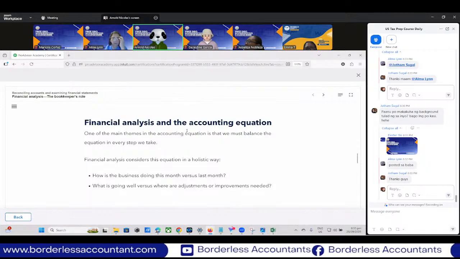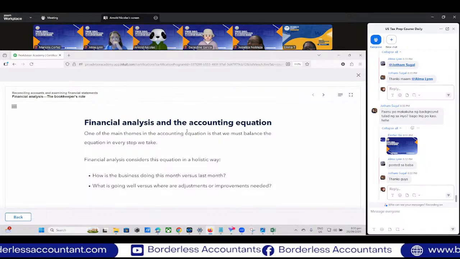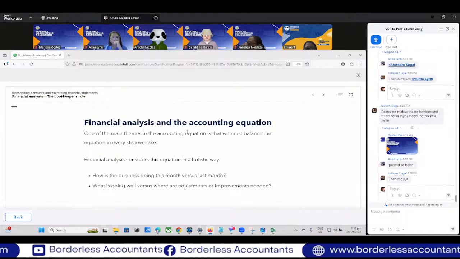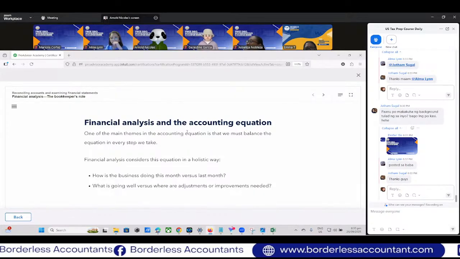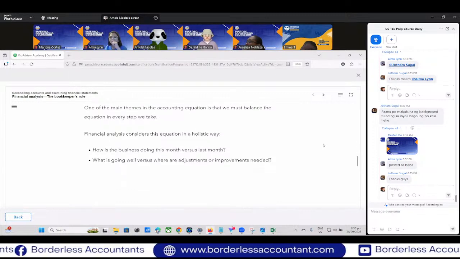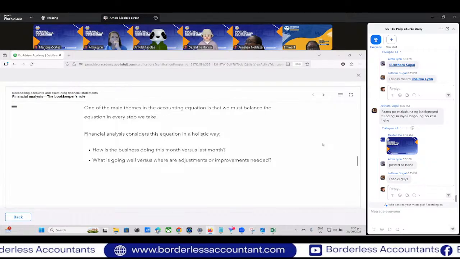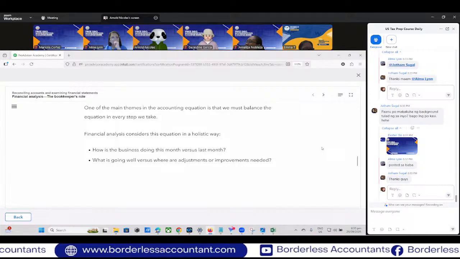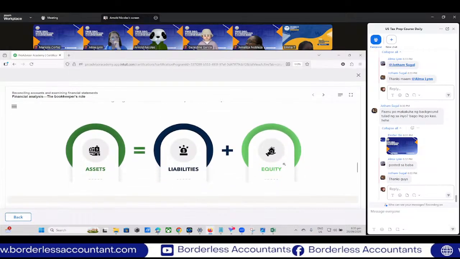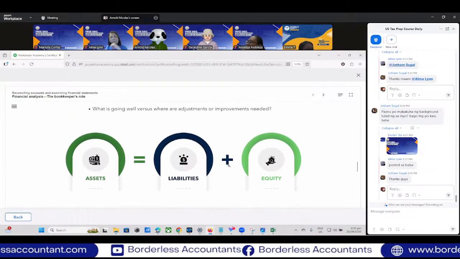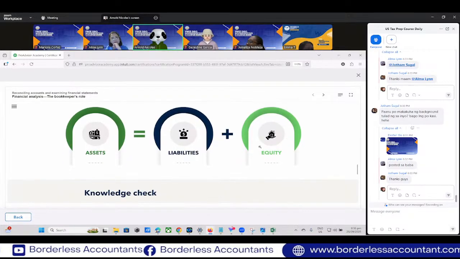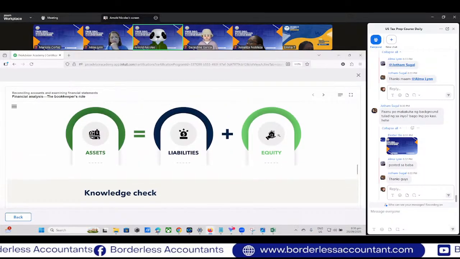Okay, next, Joel, please. Financial analysis and the accounting equation. One of the main themes in the accounting equation is that we must balance the equation in every step we take. Financial analysis considers this equation in a holistic way. How is the business doing this month versus last month? What is going well versus where are adjustments or improvements needed? So assets equals liabilities plus equity. That's the accounting equation. Yeah, we always go back to this equation. There's no other way to go around this.